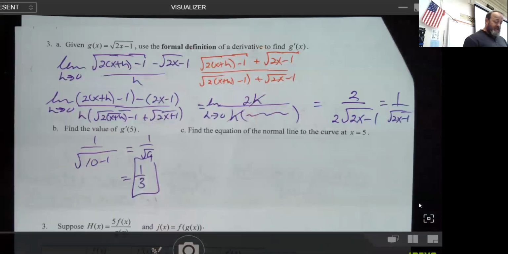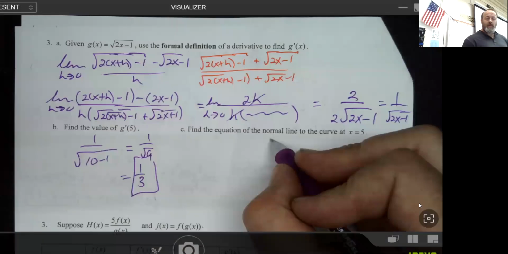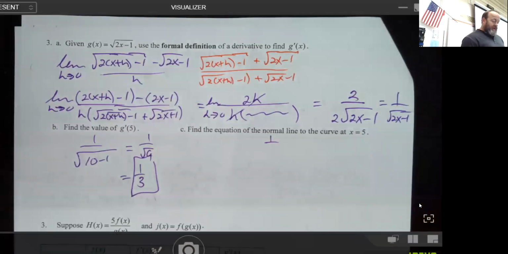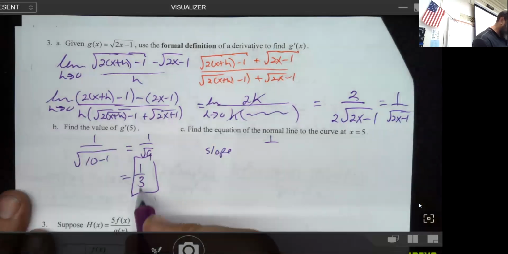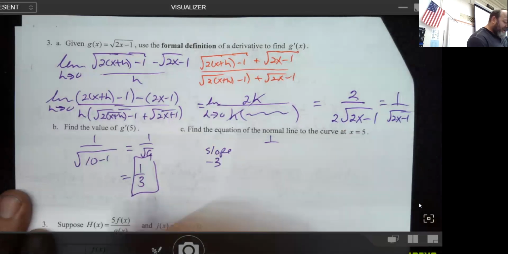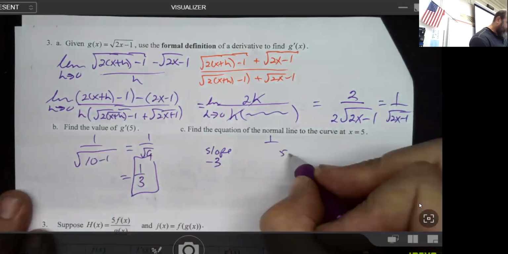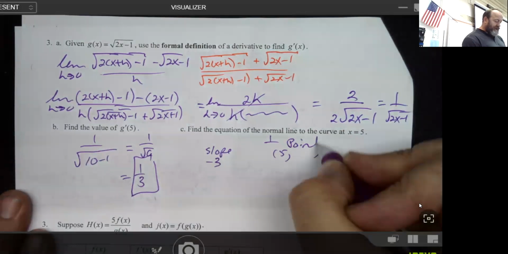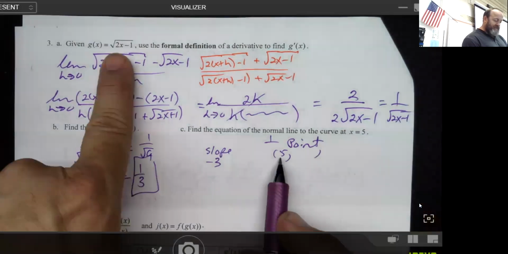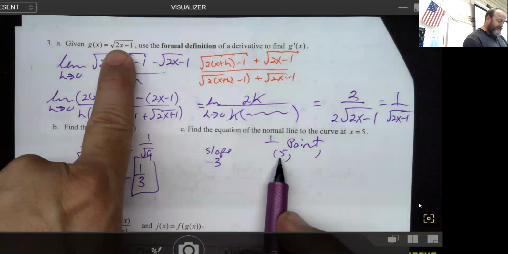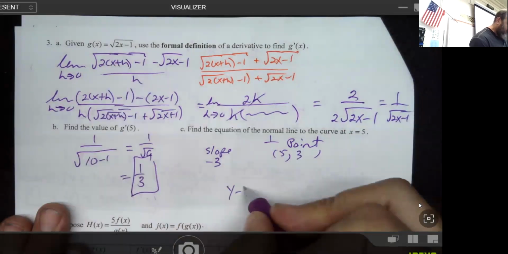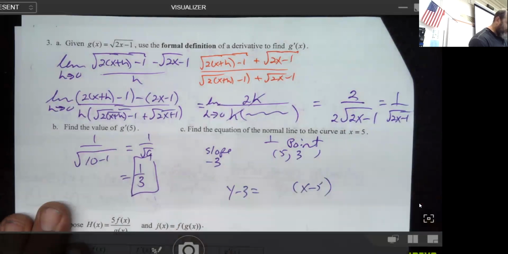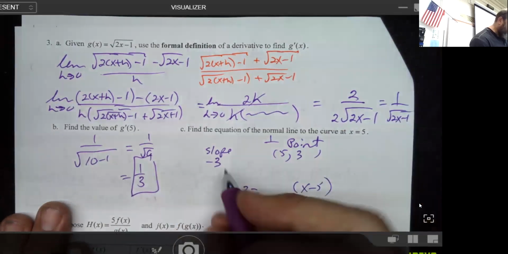Now, normal is an interesting word because it's really a fancy way of saying perpendicular. So just like before, we want a slope, and the normal slope should be opposite and reciprocal. I also need a point. So if I plug 5 into the original problem, 2 times 5, 10, minus 1 is 9, so that's going to be 3. So now I can do y minus the y value, x minus the x value, and then the slope of the normal is negative 3.